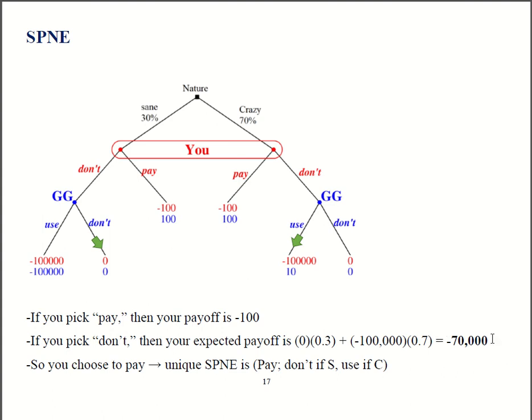So which one would you rather have? Minus 100 or minus 70,000? Well, it's a pretty easy choice. You've got to take the minus 100, so you're going to pick pay. In our Rollback Equilibrium, you're always going to play pay over here, and the game's going to end with these nodes over here. So you have one and only one subgame perfect Nash Equilibrium, that is one and only one Rollback Equilibrium. That's going to be pay and don't use if sane, use if crazy.